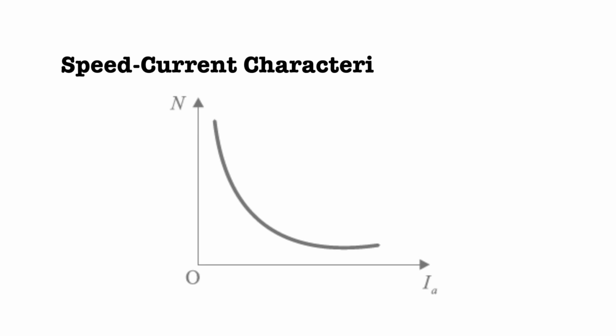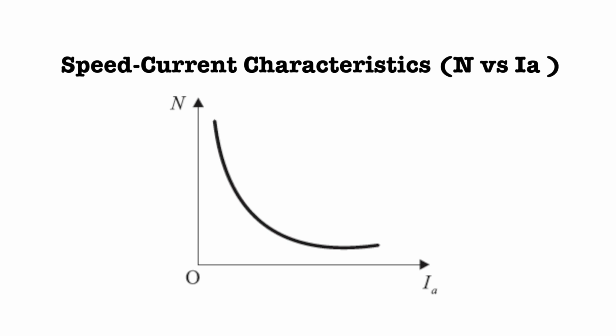Next is the speed current characteristics of DC series motor plotted between the speed and the armature current. As we have seen in the speed equation in the previous slide, our speed is proportional to the back EMF divided by the flux, given by V minus IaRa divided by phi. So, when phi is proportional to the armature current Ia, speed is given as Vt minus IaRa minus IscRsc divided by Ia.